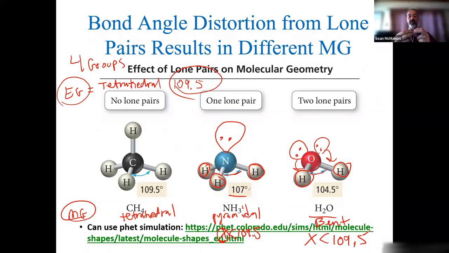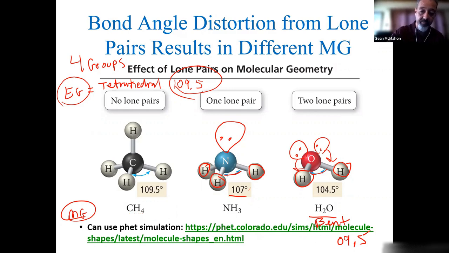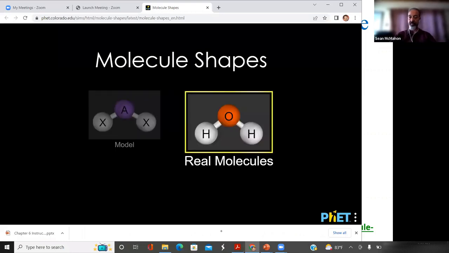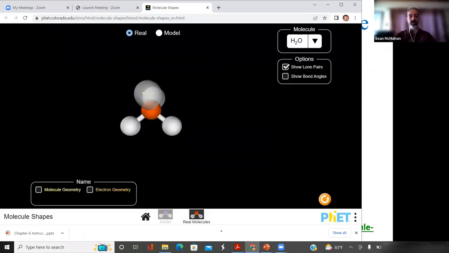So some of you are like, oh man, you're really expecting a lot if you think I can know all this. And I know, but this is part of the chem. It's tough. So here is why I like this PhET simulation. If I go to the PhET simulation, now I want to go to real molecules. When I click on real molecules, whoa, look, right off the bat, it says H2O right here for the real molecule. And it's showing the lone pairs, which is good.